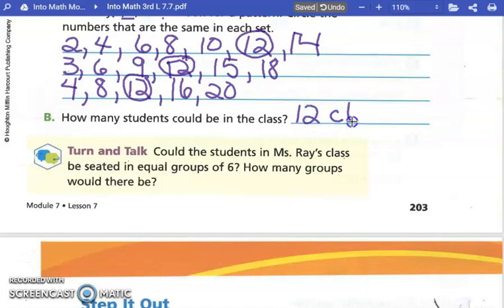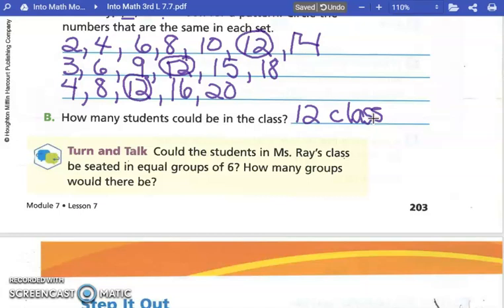Now, you could have gone on and kept multiplying, and you could have had 24 students, because that's all divisible by 2, 3, and 4. But for us, we're going to use the least one today. Could the students in Mrs. Ray's class be seated in equal groups of 6?